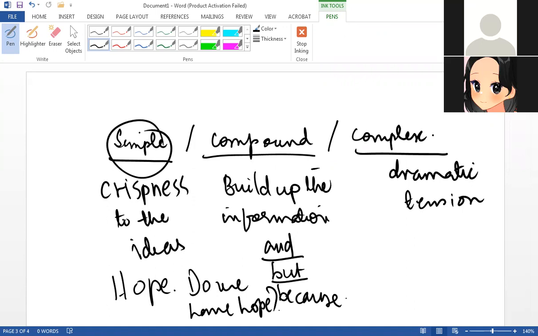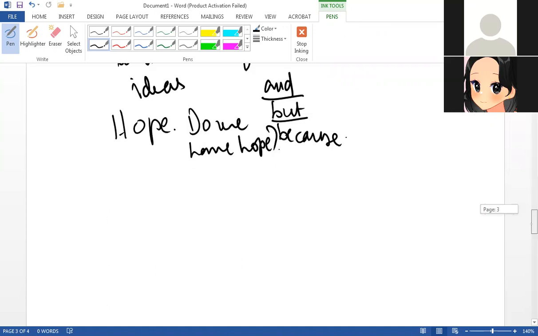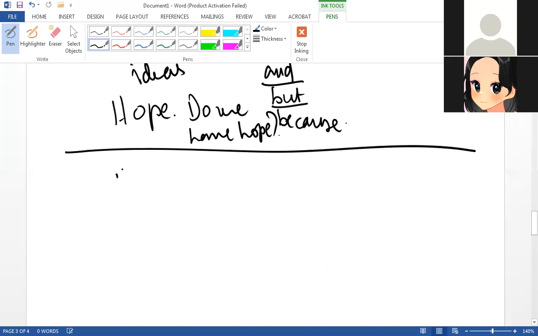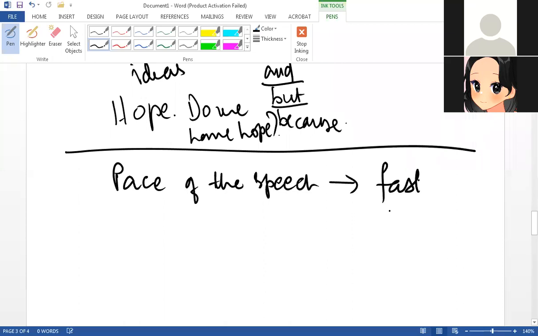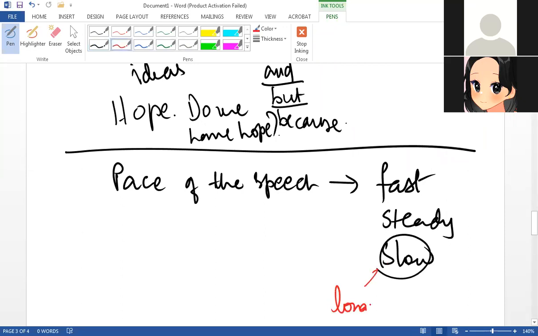So how do you know that the pace of the speech happens to be fast, steady, or slow? It will become slow if you come across a bit longer paragraph, because a lot of details have been given and you're just sticking on to one point. You are dealing with one point, one idea, and the momentum of the speech kind of slows down.